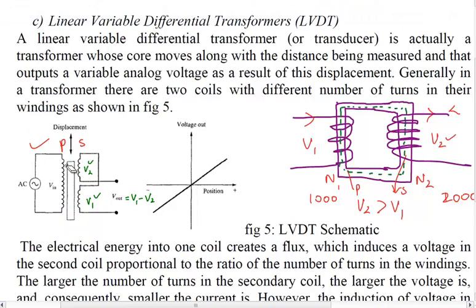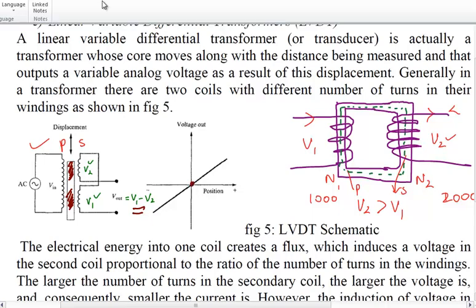So this is the initial condition, initial position. Suppose the area that is seen by the secondary winding V2 portion and the area of the volume of the core that is seen by V1 is the same, then the V1 and V2 voltages will be the same and we will have zero voltage, which is shown here.